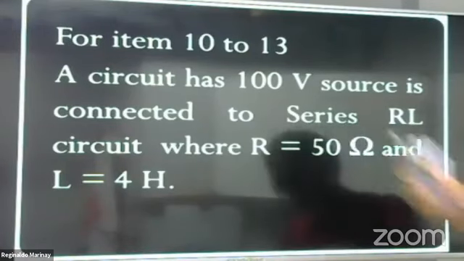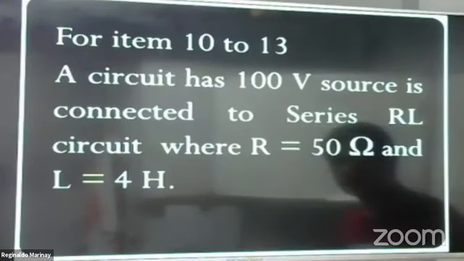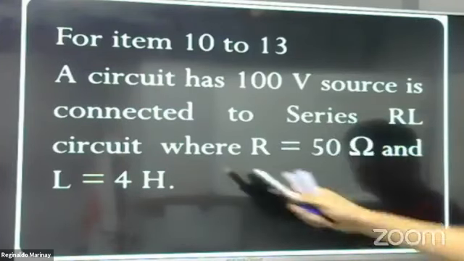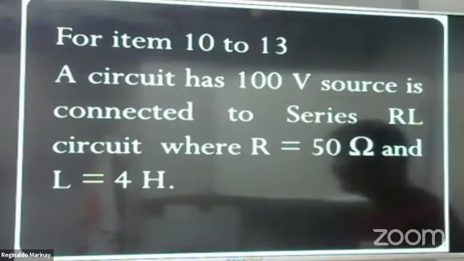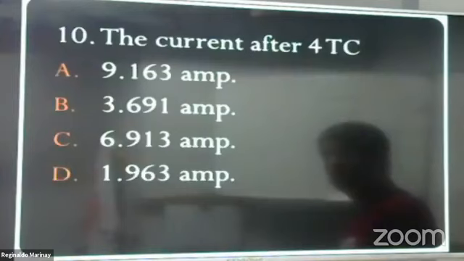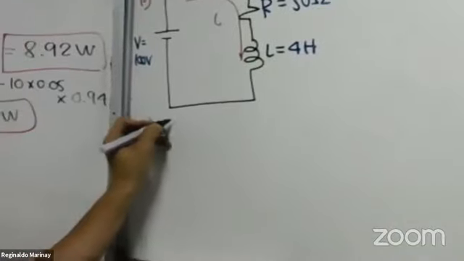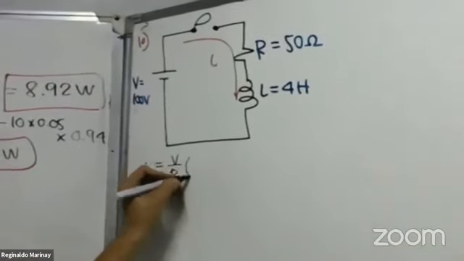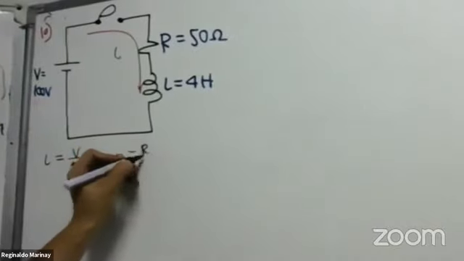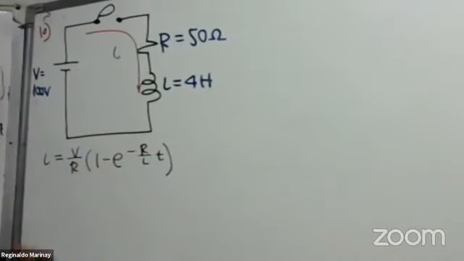A circuit has a 100 volt source connected to a series RL circuit where R is 50 ohms and L is 4 Henry. The question: what is the current after 4 time constants? Please focus here. Again, our formula for I is V over R times 1 minus e raised to negative R over L times t.